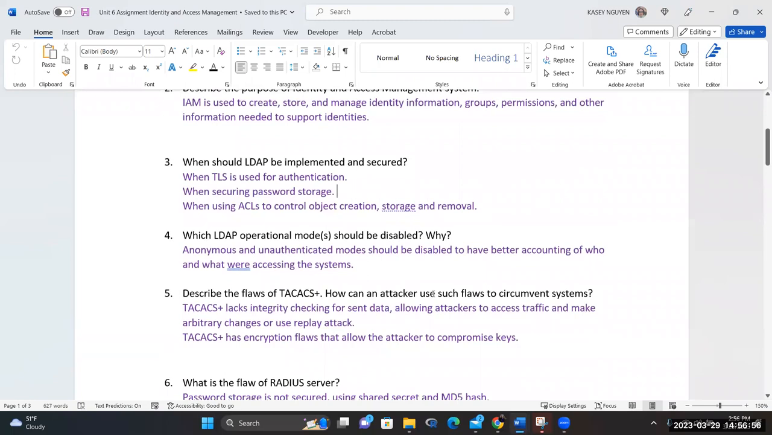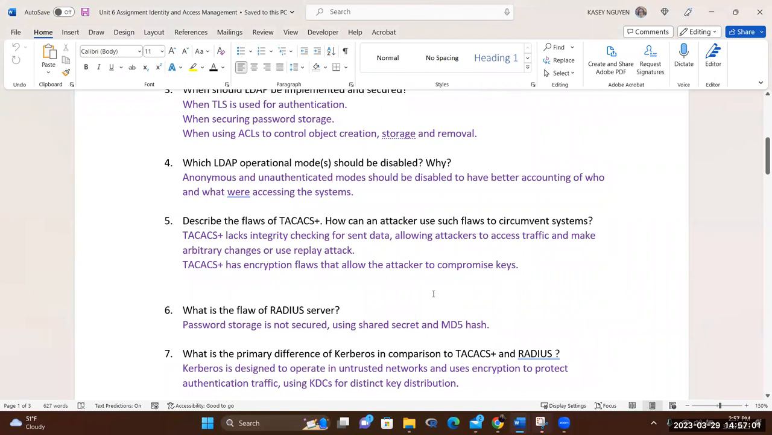So for number four, it asks you which LDAP operational mode should be disabled and why. We should disable anonymous and unauthenticated modes because we want to better account for who and what is accessing the system. If you have that enabled, that is a way that you would find some risk, right, or vulnerability, because someone can log in and if you don't allow them, or an unauthorized user logs in, then you will not be able to track them.